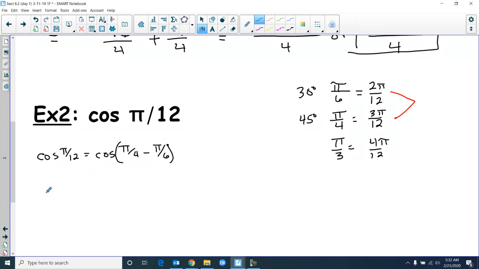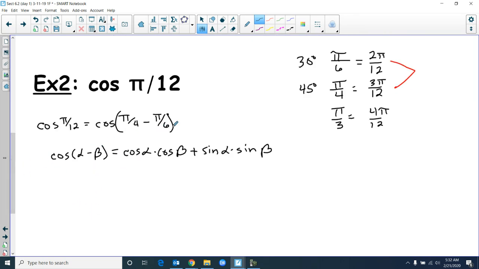All right, what is the formula for cosine of alpha minus beta? Use your sheet for now. What is the formula for cosine of alpha minus beta? It is cosine of the first times cosine of the second plus sine of the first times sine of the second. Now I'm just going to use this formula, but I'm going to plug in pi over 4 for the first and pi over 6 for the second.